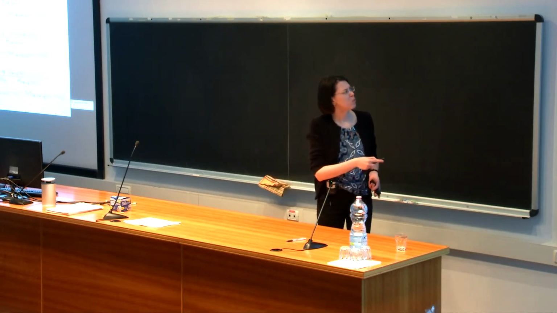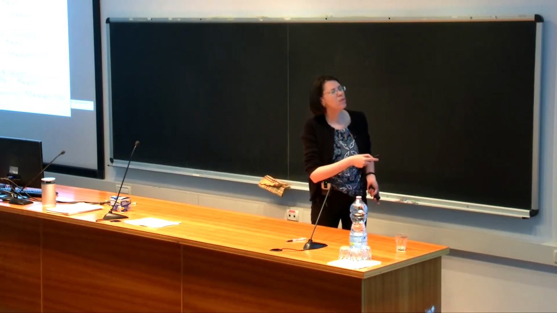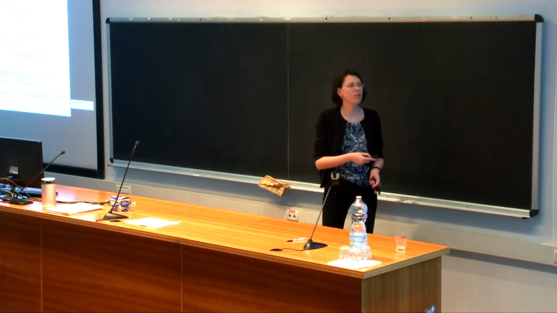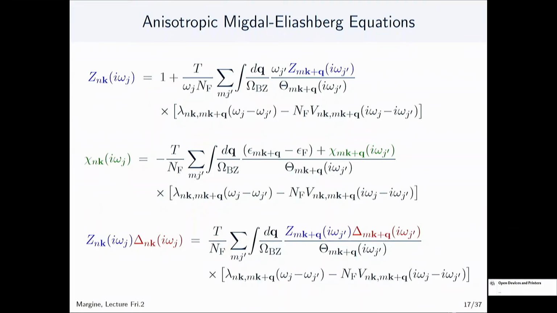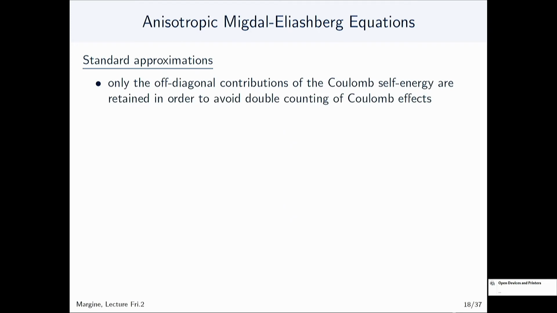In this expression, I think there is one term that I didn't mention, this N_F. This is the density of states at the Fermi level. But luckily, right now we can do some approximation. So we are not really going to solve these three equations. There are a few standard approximations that one can do. And the first approximation is that only the off-diagonal contribution to the Coulomb self-energy will be retained in order to avoid double counting of the Coulomb effects.